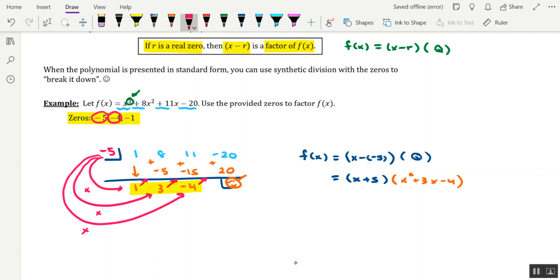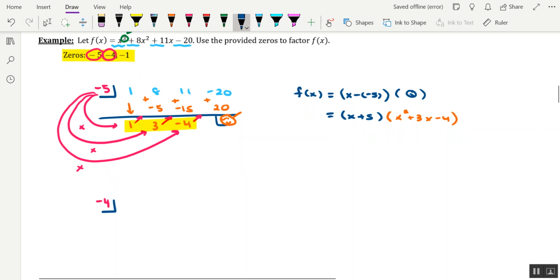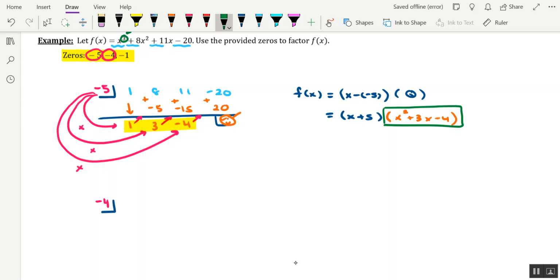I'm going to roll with -4 next. And by that I mean I'm going to do synthetic division with -4, but I'm not going to use the original version of the function. Rather, I'm going to use the quotient. In other words, I'm going to use -4 to break down the quotient polynomial we got from the first round of synthetic division. So the numbers directly to the right of -4 are going to be 1, 3, and -4. Okay, those are the coefficients of our quotient polynomial.